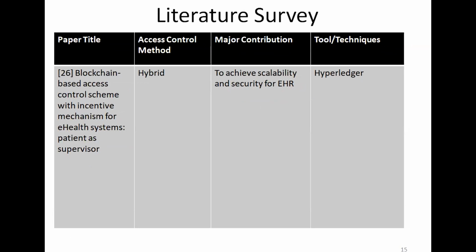Next one is the blockchain-based access control system with incentive mechanism for the e-healthcare system, patient as a supervisor. Here, the author has used a hybrid mode to achieve scalability for a large number of users, as well as to provide security of electronic healthcare records by applying the Hyperledger framework within the network.